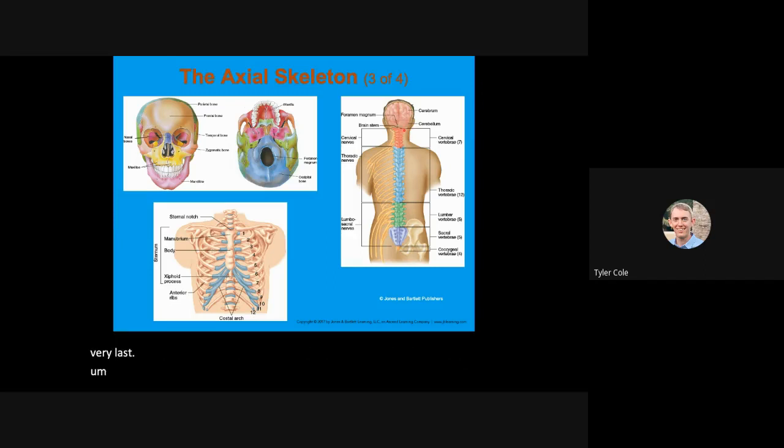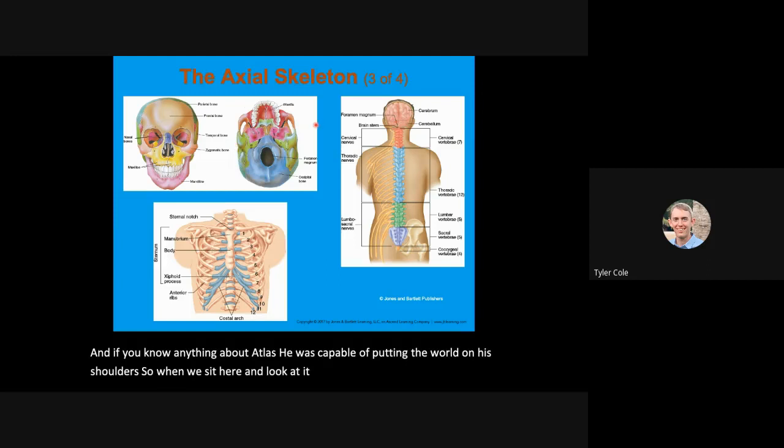The first 2 vertebrae, C1 and C2, have unique names. The C1 has axis. My apologies, atlas. Atlas is from Greek mythology. And if you know anything about Atlas, he was capable of putting the world on his shoulders. So when we sit here and look at it, C1 holds the skull, which contains the brain. And that's why we gave it C1 the name Atlas.